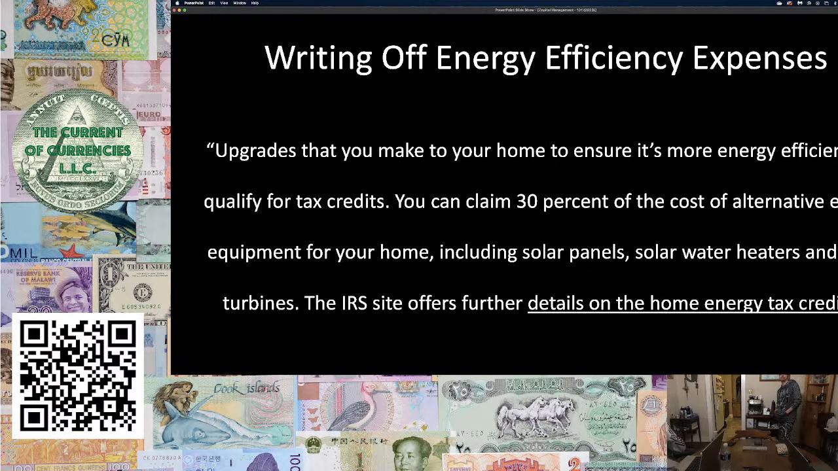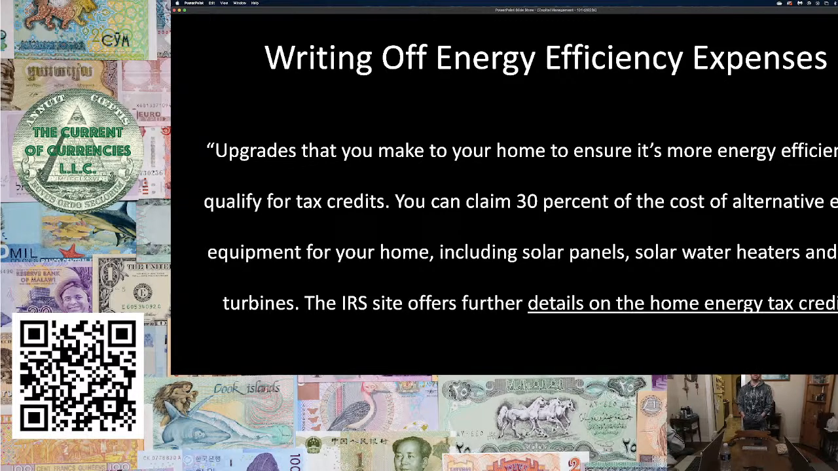Writing off energy efficiency expenses, and this has been huge over the last few years because of the whole environmental social governance movement. But upgrades that you make to your home to ensure it's more energy efficient can qualify for tax credits. This also includes your personal business.